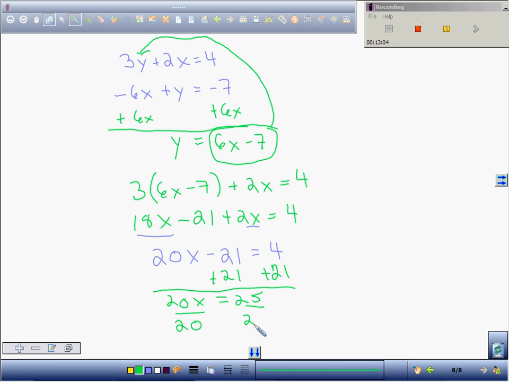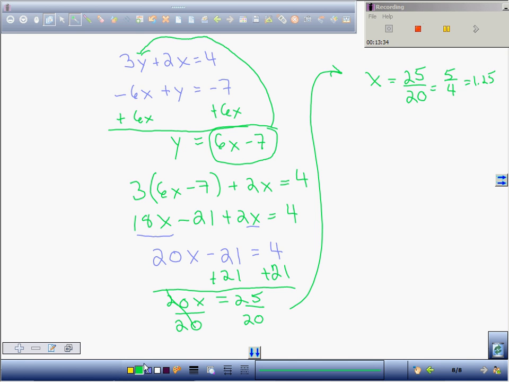Divide by 20, divide by 20. And so what I get is x, this cancels out, x equals 25 over 20, which reduces to, what goes into both of those numbers? 5. 5 over 4, which is 1.25 if you want to write it as a decimal. Check. Okay? Now, I'm not done yet.